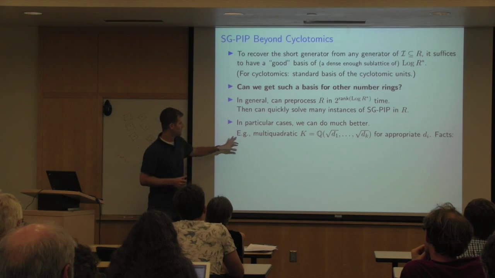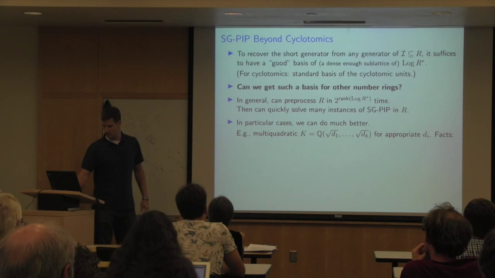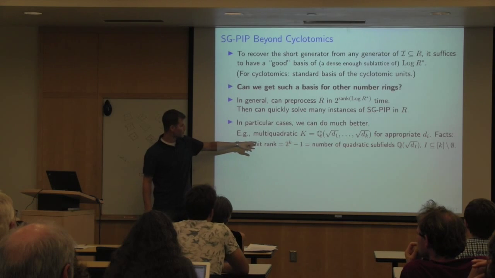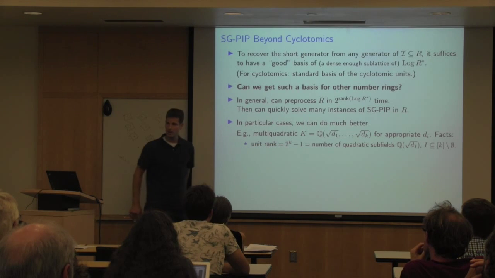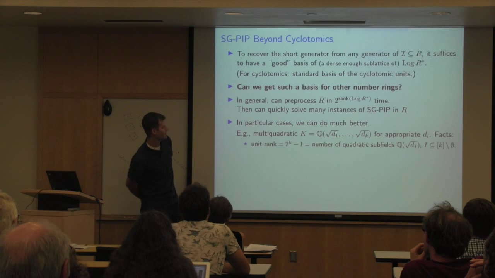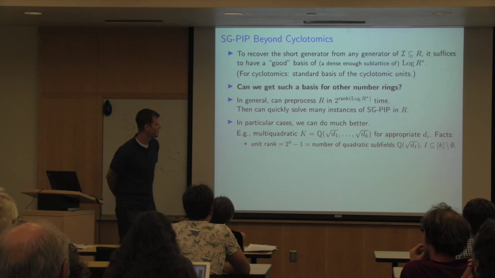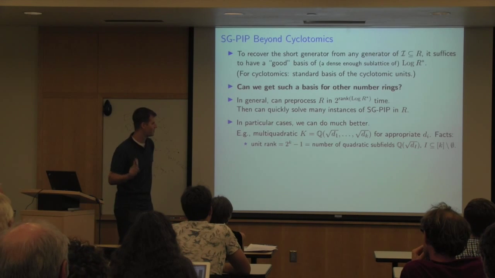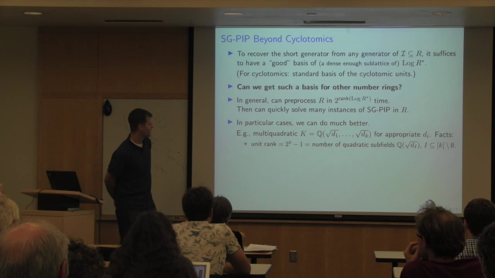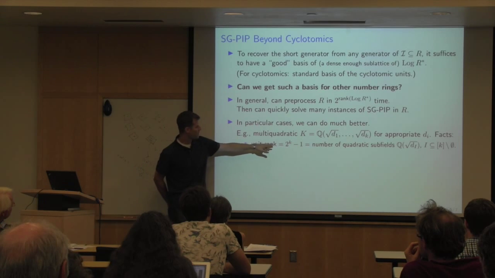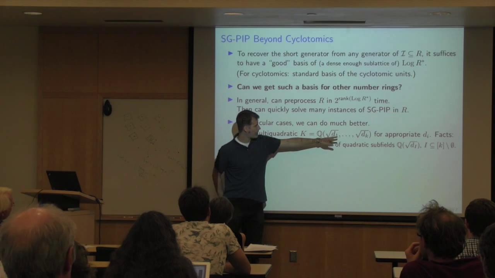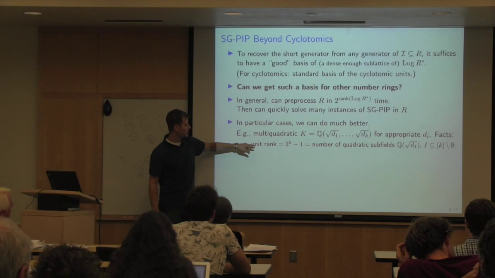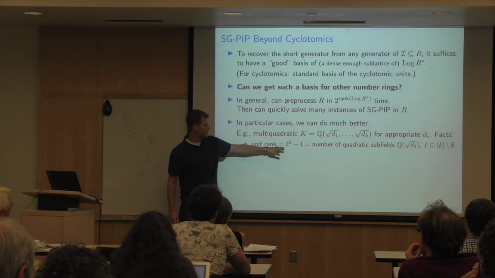Here are two nice facts about this number field. The first is that the unit rank, the rank of the log unit lattice, is 2 to the k minus 1. And the d's are positive. Oh, yes, thank you: positive, non-square, and multiplicatively independent modulo squares. Yes, it's very important. So the unit rank of this: because there are 2 to the k real embeddings of this number field, the Dirichlet unit theorem tells you that the rank of the unit lattice is 2 to the k minus 1.